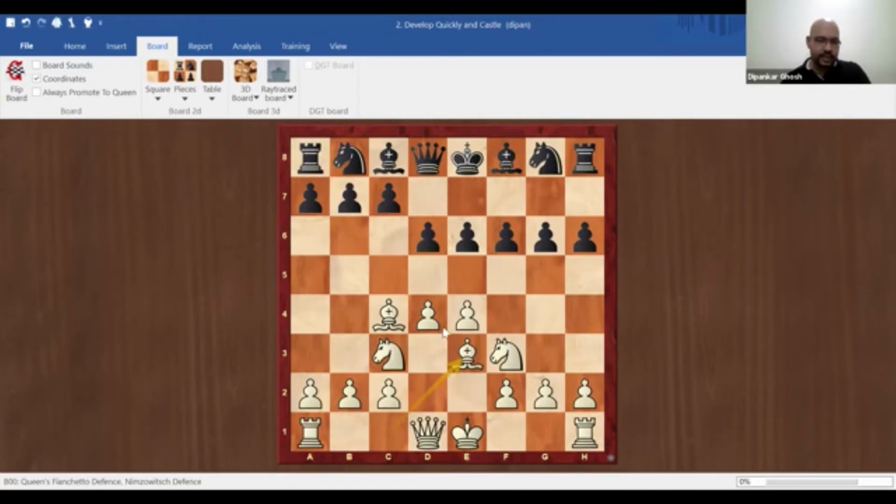White has controlled the center, and he has brought his pieces out to very active squares. So both the knights and both the bishops. Okay. Let's say black continues pushing pawns. What comes next? Now we castle. Okay. We castle to protect the king.